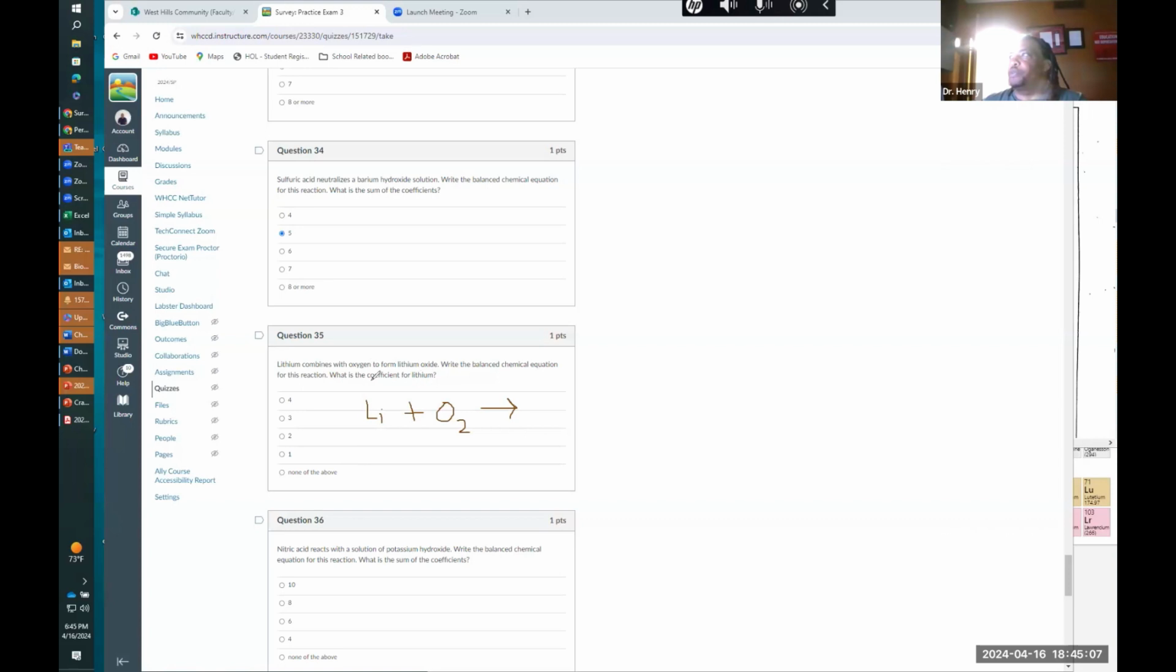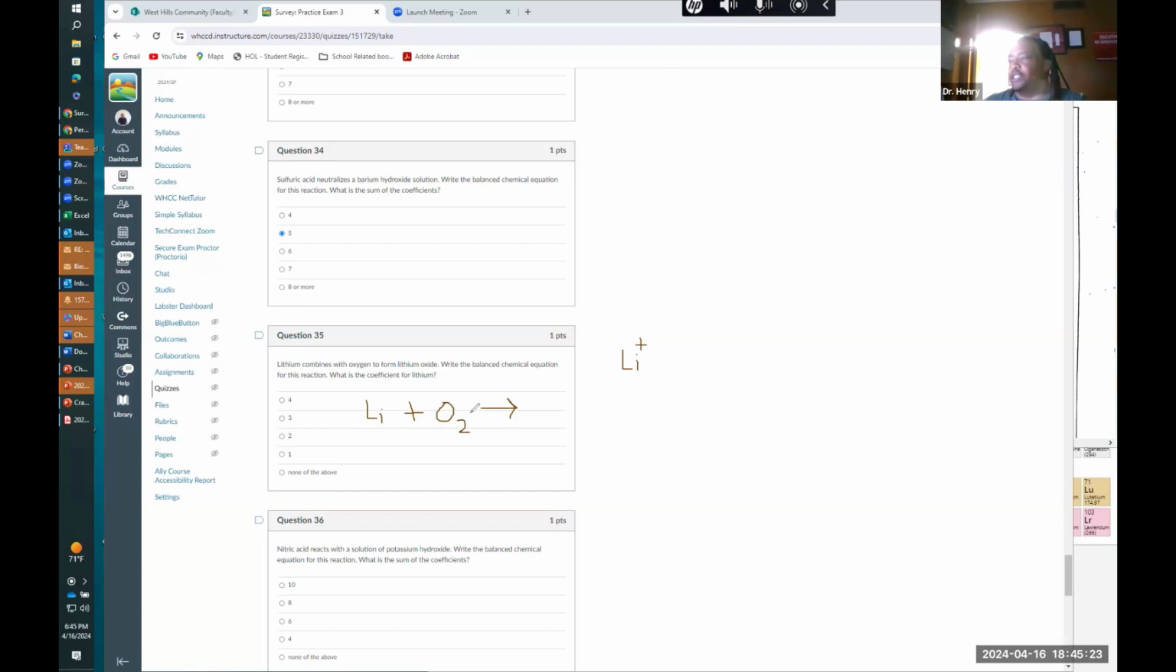Lithium, what group is lithium in? The main group. Which one? The first one. So it's a group 1 metal. So it's going to have what charge when it forms an ion? Positive. Okay. So it's just going to be a plus.